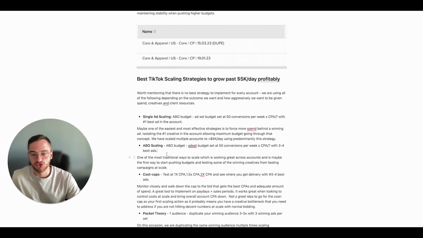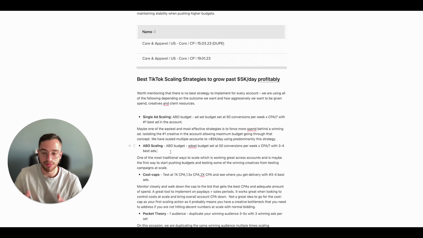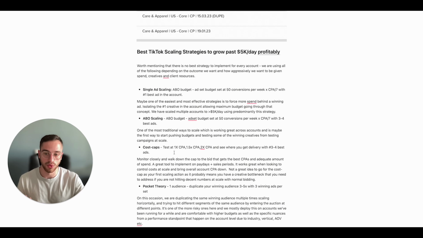Now then, going to the more traditional way of scaling instead: just ABO scaling, ABO budget. Again, ABO works insanely well on TikTok, much better than CBO in my opinion. Set the budget with the same format as above, with 3 to 4 best ads. Again, working great, a much more stable way. You just need to do some optimization after a point on an ad level. So yeah, a very good way to scale as well.